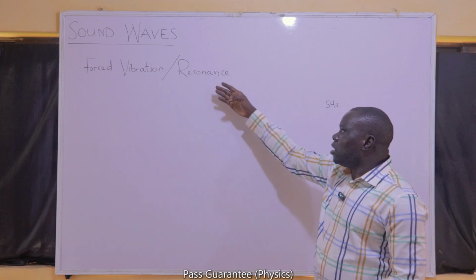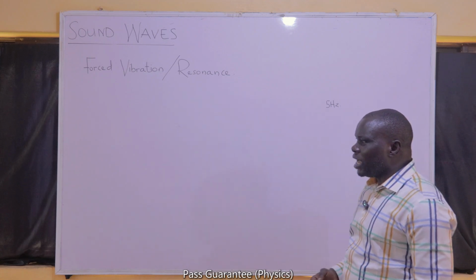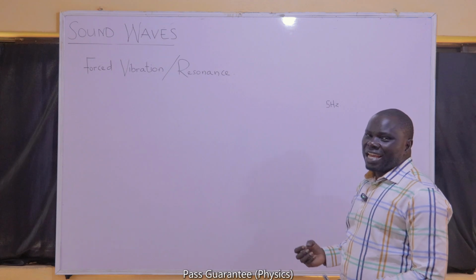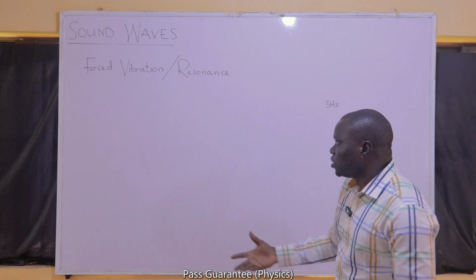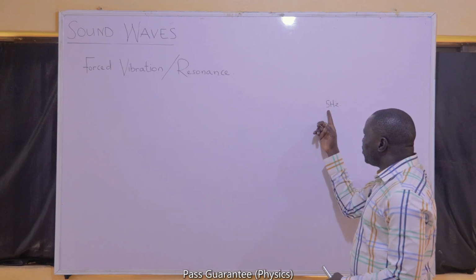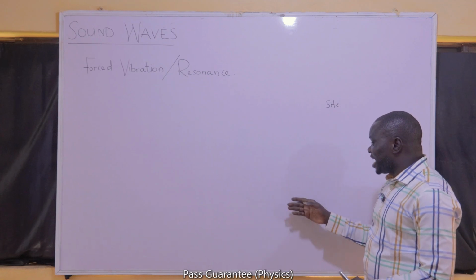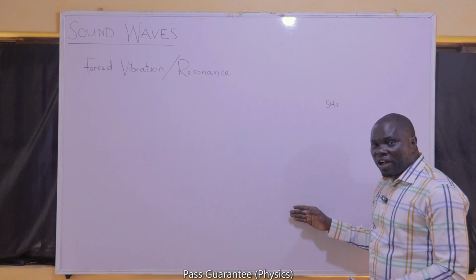Now, when does it become resonance? Resonance is also a special example of forced vibration. Now, the natural frequency of this object is 5, and I decide to start to hit it at 5.